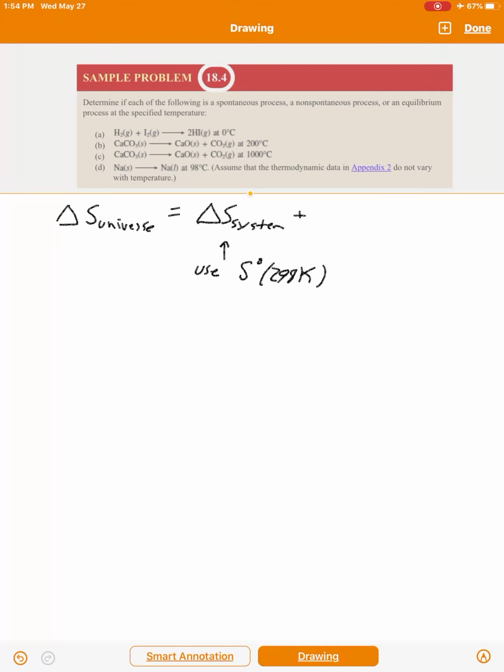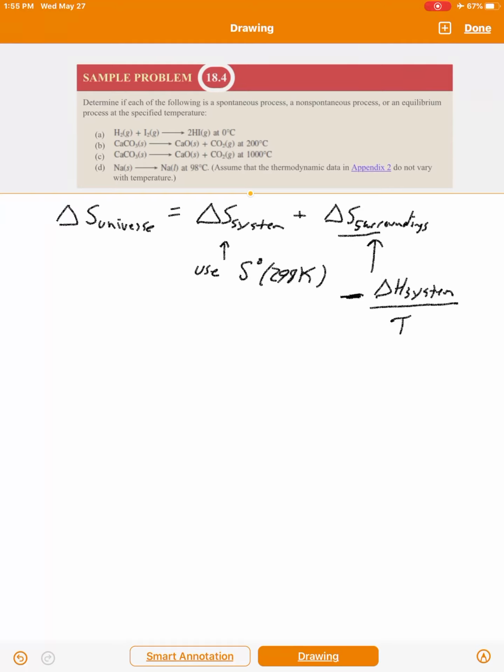Plus, now for this one, we're going to have delta S of the surroundings. But there are no values in tables for entropy values in surroundings. So what we do is we use this relationship: minus delta H of the system divided by T. That equation will give us delta S of the surroundings.